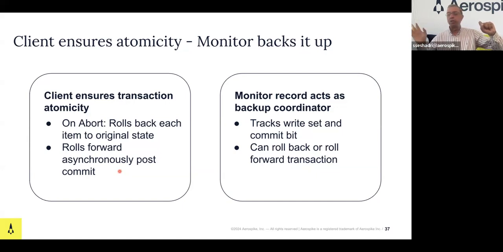We don't need to do any distributed commit because underneath, this monitor record is replicated just like any other record. The whole point of this monitor record is that every transaction has a timeout parameter that it starts with. If the monitor record recognizes that a transaction is timed out, then it will either roll forward or roll back based on the state of the commit bit. So it looks at the commit bit.